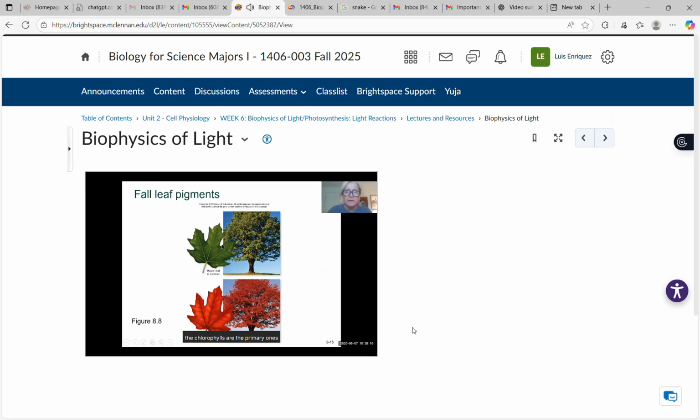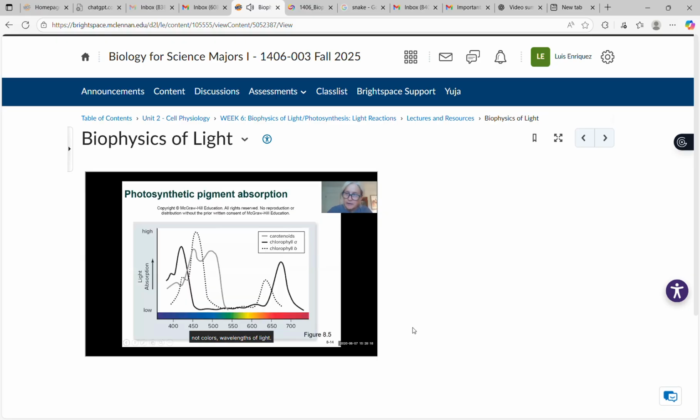All right, so then in the fall, again, in the regular time of year, the chlorophylls are the primary ones, and they're capturing the blues and the reds, and they reflect that green. Green wavelengths of light, not colors, wavelengths of light. But I do want you to see this.